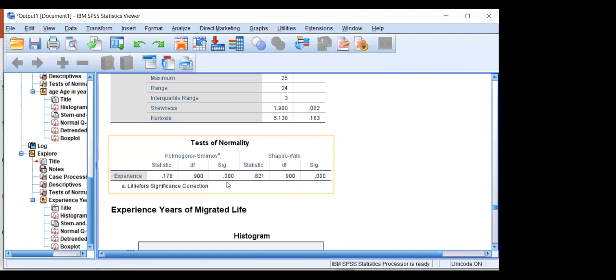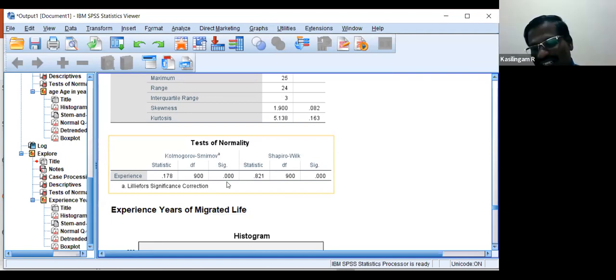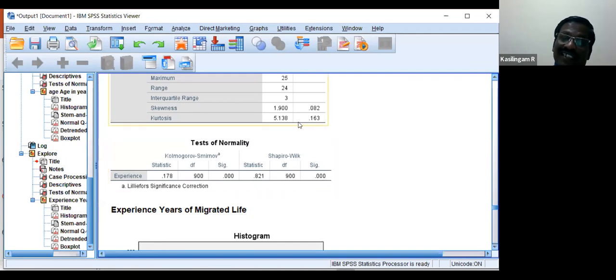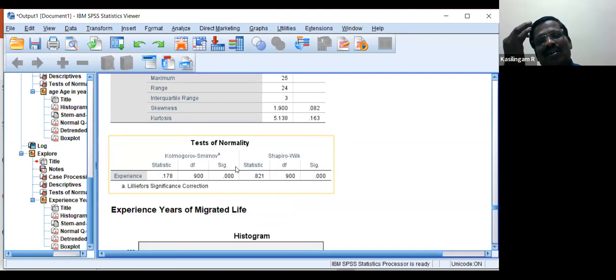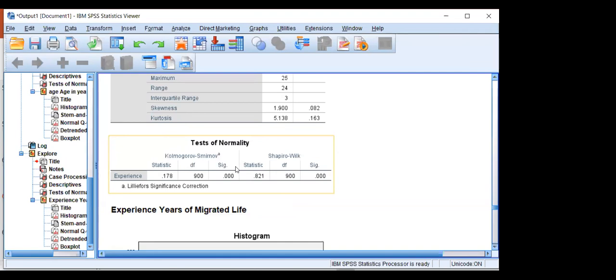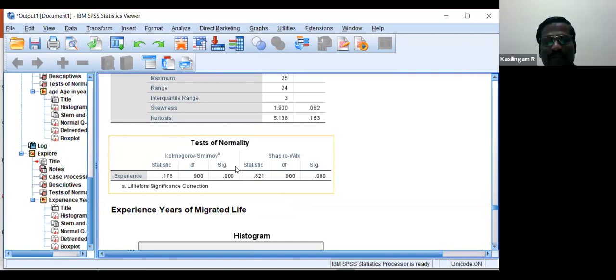Clear or not clear, madam? Yes, clear, sir. Shapiro-Wilk will also be the same. Already we have seen from the skewness that there is positive skewness and leptokurtic, the same result we are getting. Here also we are saying there is skewness, which means the data is not normal. When there is skewness, data is not normal. Clear, madam? Yes, sir. Very good.